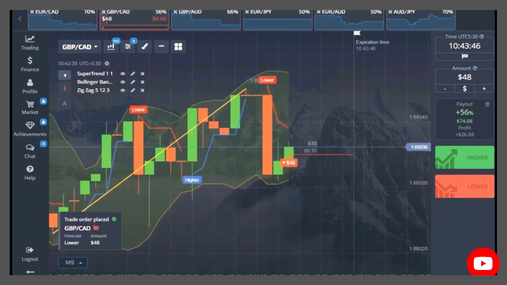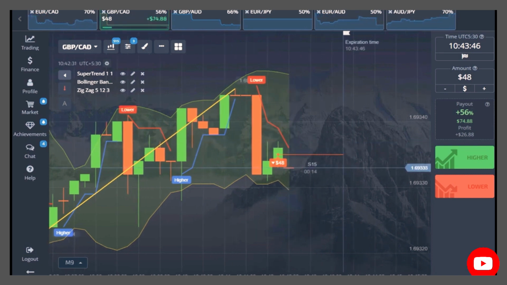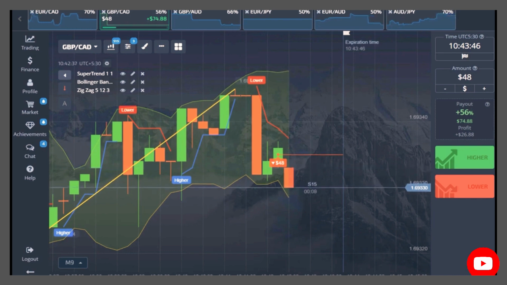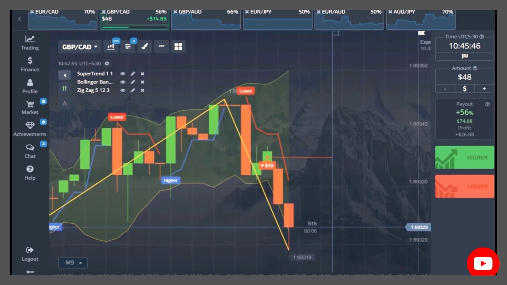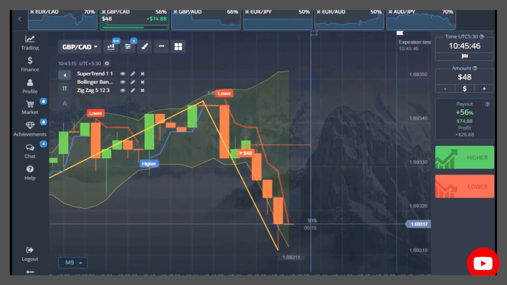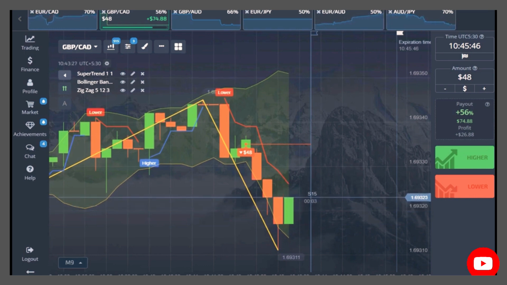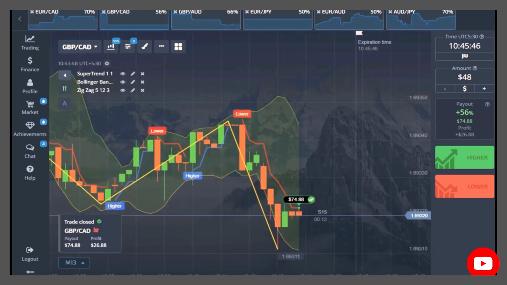Here we have a perfect sell trade setup according to our trading rules. The candle has touched the upper Bollinger Bands line, the ZigZag indicator line is above the candle, and we have received a sell signal from the Supertrend indicator. Now, let's see whether this trade results in a profit or a loss. In this case, we have won this trade.